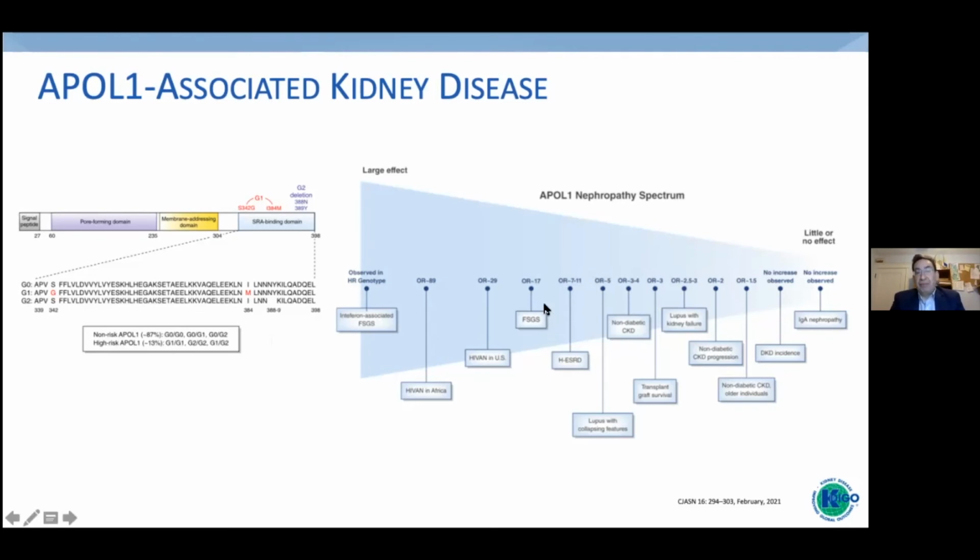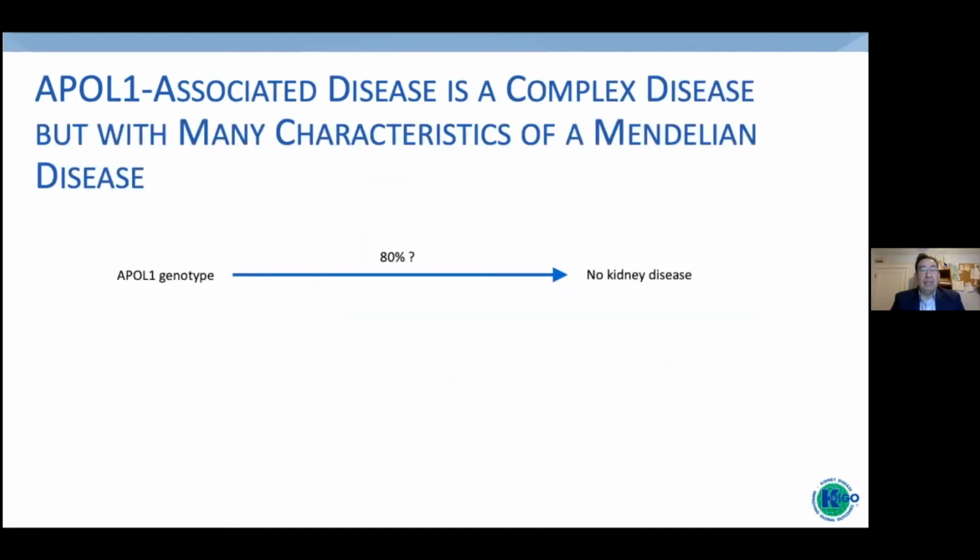These odds ratios are somewhat less for FSGS, about 10 to 17-fold, and various ways of defining other kinds of chronic kidney disease. The odds ratios are somewhat less, down to, say, IgA nephropathy, where APOL1 variants seem to have no risk on the development of IgA nephropathy. So APOL1 associated disease is a complex disease, certainly, but with many characteristics of a Mendelian disease. And we should think of it as both, depending on the purpose of our thought process.